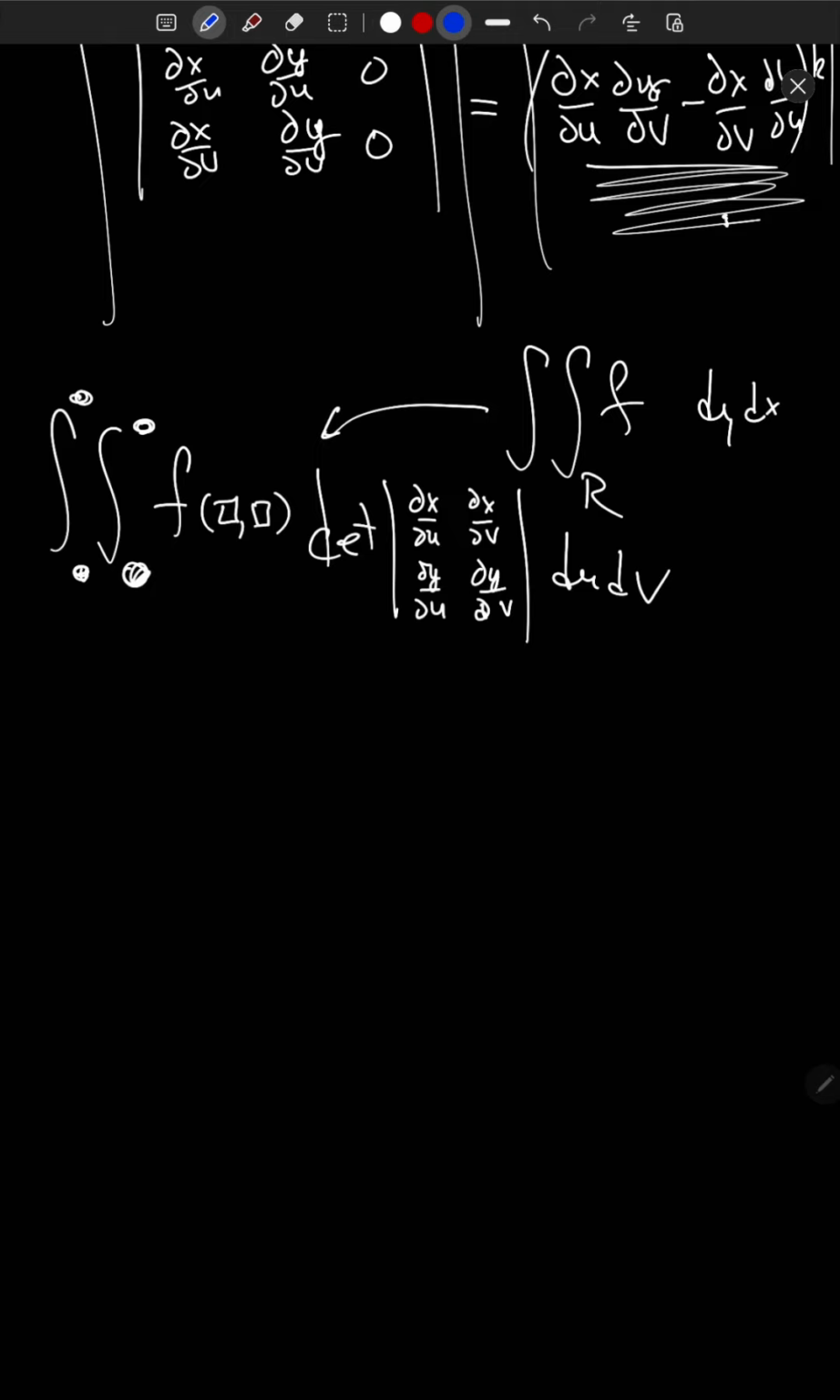All right. So this portion comes from looking at the region of integration. This guy is looking at, of course, the function we're integrating. Okay.